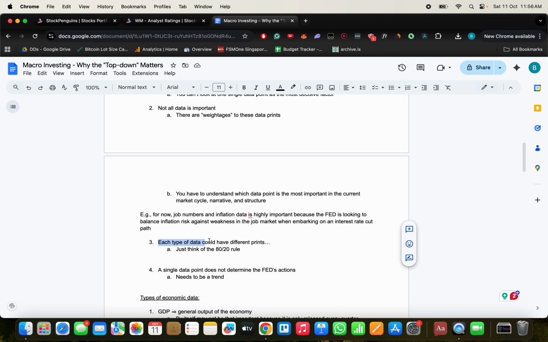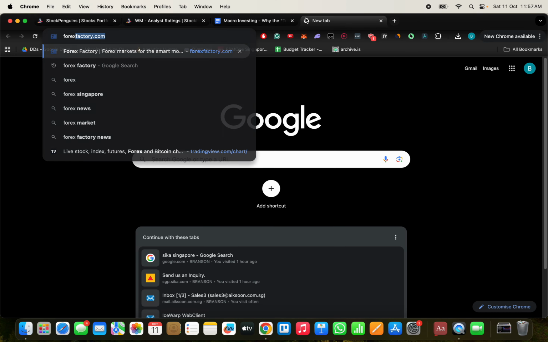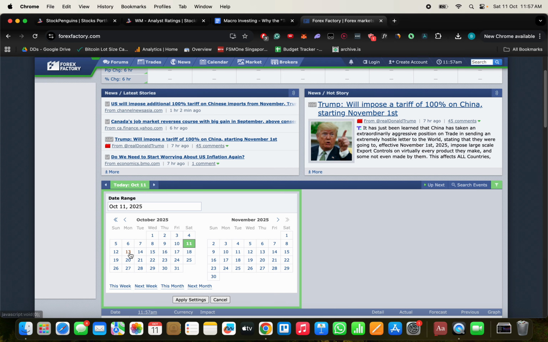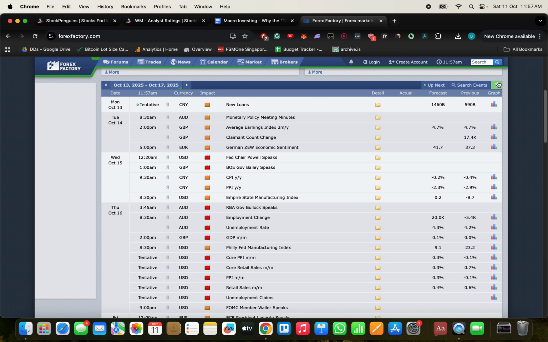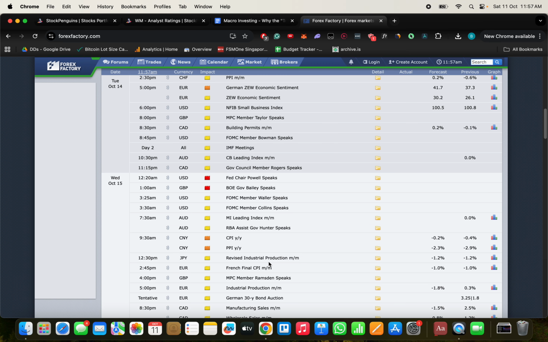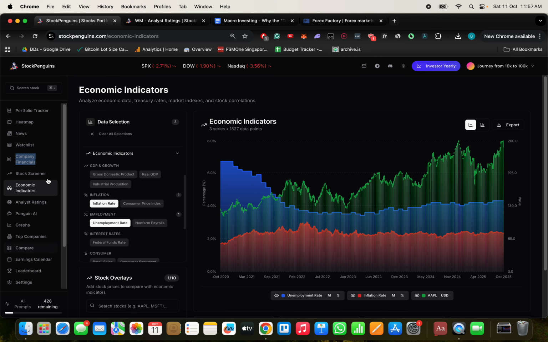And as mentioned, each type of data could have different types of prints, which is why we have already selected over here a preset amount of indicators, so it doesn't confuse the average retailer. Because if you look at Forex Factory, let's just take, for example, next week's data. If I don't filter out the different importance, you get a lot of different data points that may or may not move the market. So we at StockPenguins have already pre-selected for you, so it makes life easier in a sense, right?